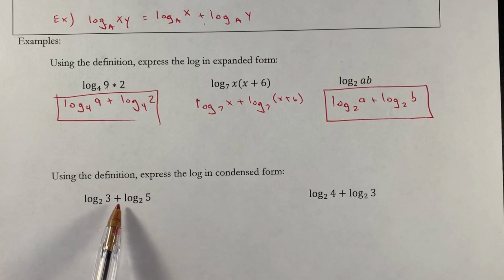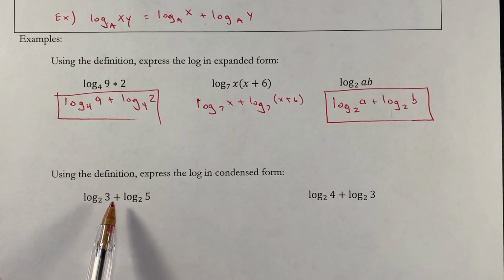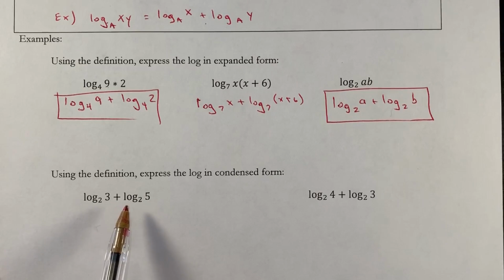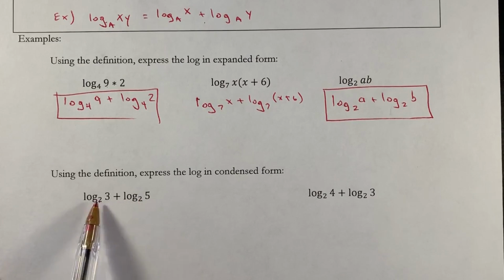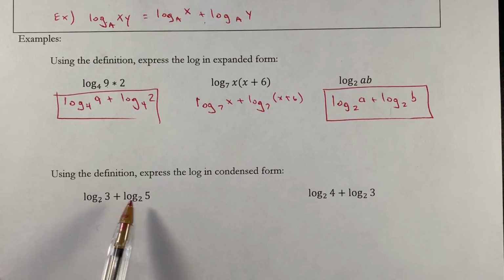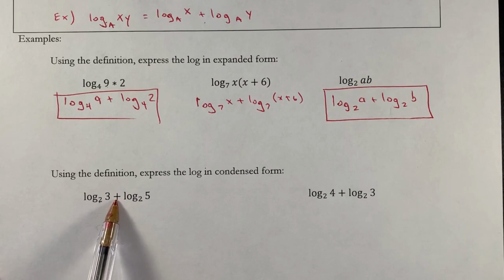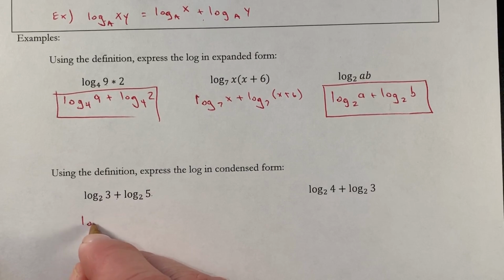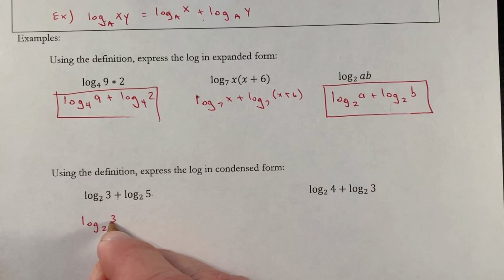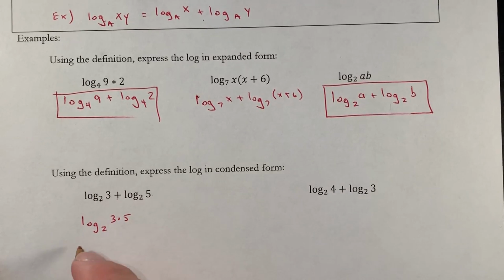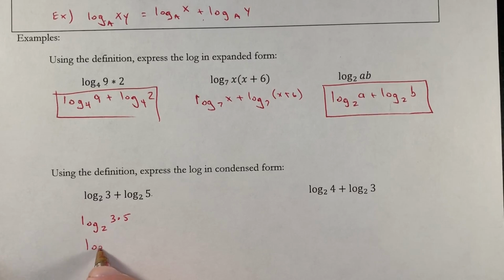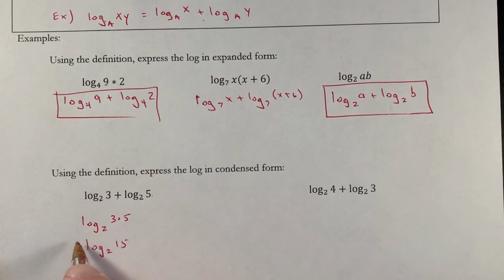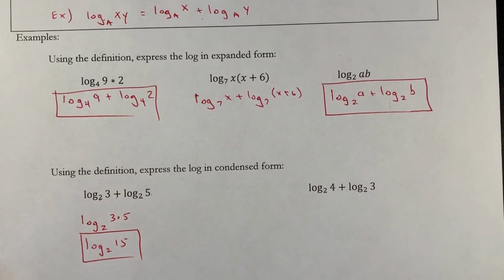Okay, so now we've got some that are already in expanded form, and we want to go the other direction. We're going to write these in condensed form. Okay, so notice we've got the same base, so we can condense these. Since it's addition here, we can multiply those arguments. So we've got log base 2 of 3 times 5. And we'll simplify that. That's the same as log base 2 of 15.